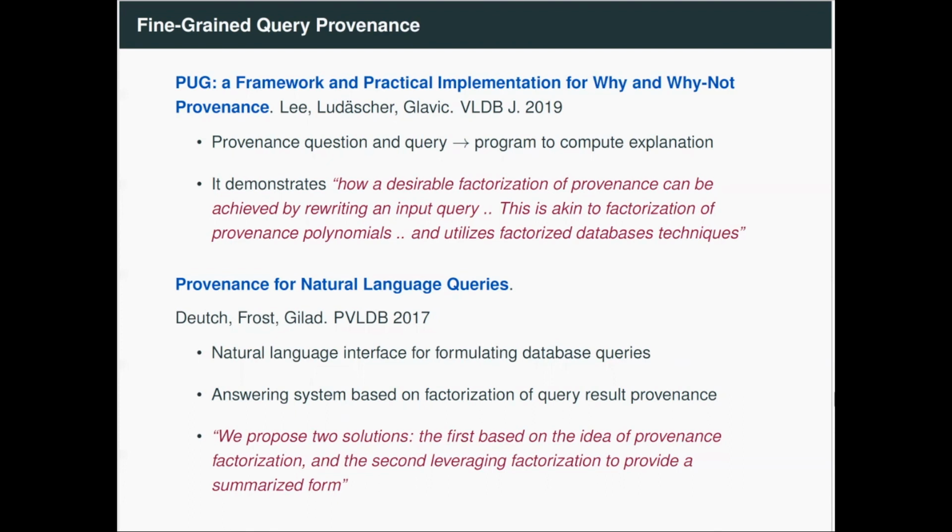In an awarded VLDB paper, Daniel Deutch and his collaborators propose a natural language interface for formulating database queries. The answer system they propose is essentially based on the factorization of the query provenance, which is adjusted to their need.